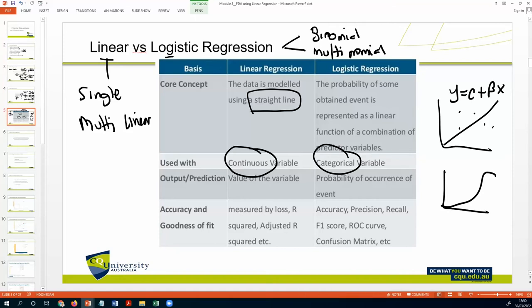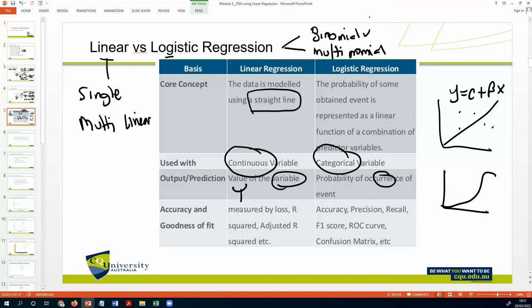Categorical, not continuous. And the output is the value of the y variable. In logistic regression, the output is the probability of occurrence. What is the probability that the first category happens, and what is the probability that the second category happens if it is binomial? We are going to discuss this in detail next week.